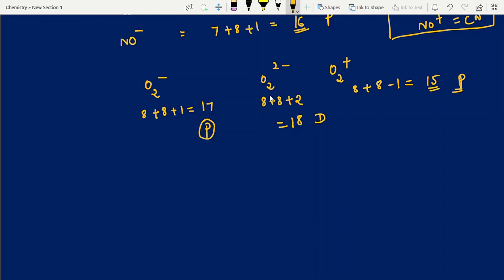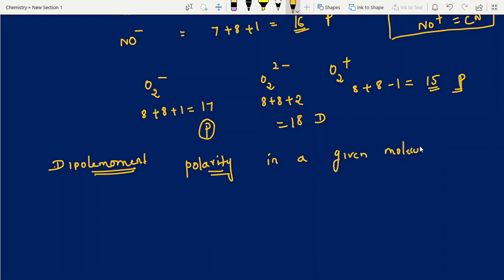Okay. Now, the next interesting topic is dipole moment. Students, this is also called polarity. We are finding the polarity in a given molecule.